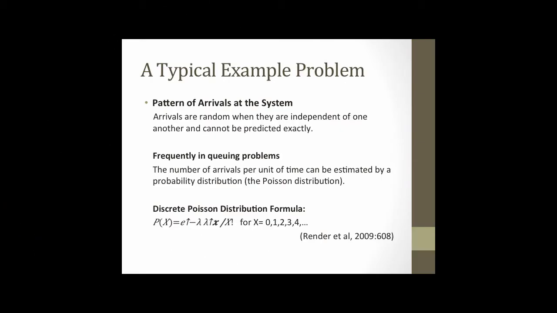A typical example problem is the pattern of arrivals at the system. Usually, customers either arrive on a schedule or else they arrive randomly. Arrivals are considered random when they are independent of one another and their occurrence cannot be predicted exactly. However, there is a problem, which is the frequency in queuing problems. The number of arrivals per unit of time can be estimated by a probability distribution. The formula below is to find out the pattern of arrivals at the system.